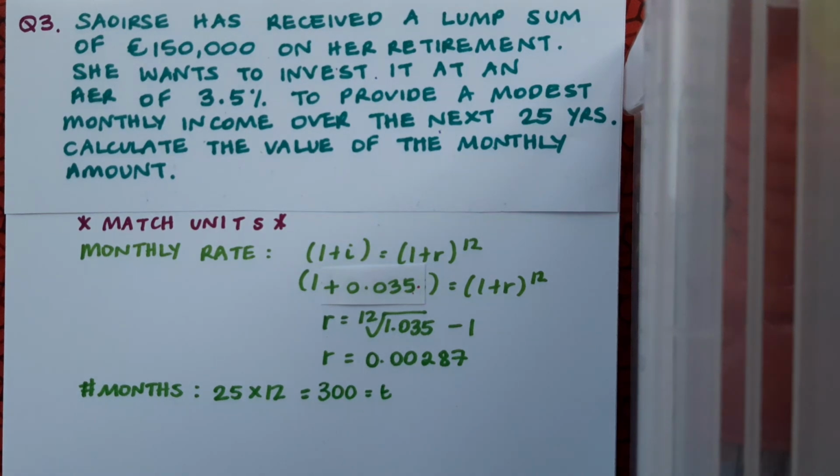And this time, am I being given A or am I being given P? Well, A will be the monthly amount that she'll be taking from the account. So I don't have that, but I do have P, the principal, the amount that she's initially investing, which is 150,000 in this case. Right, we're nearly there.